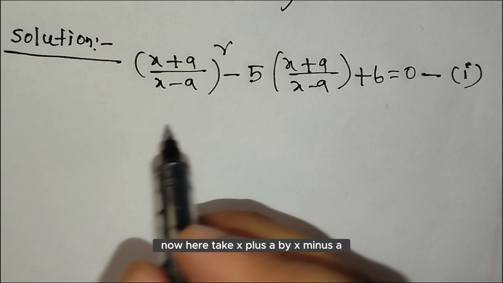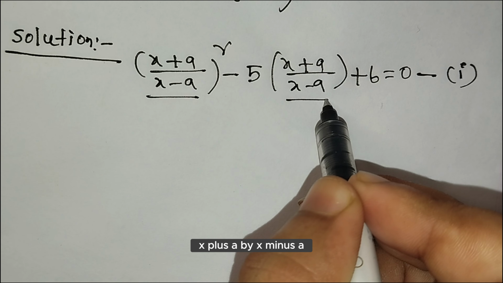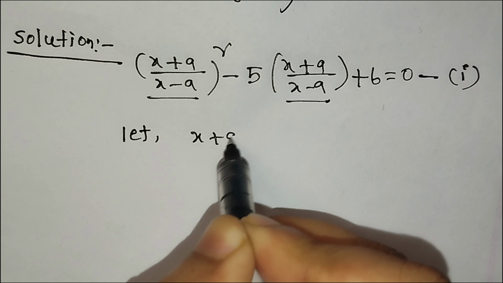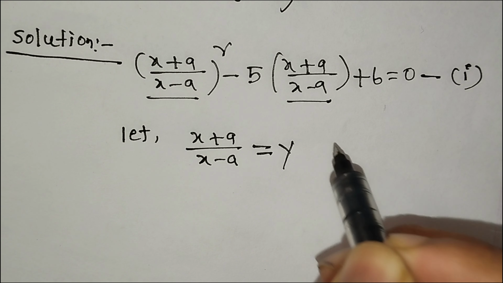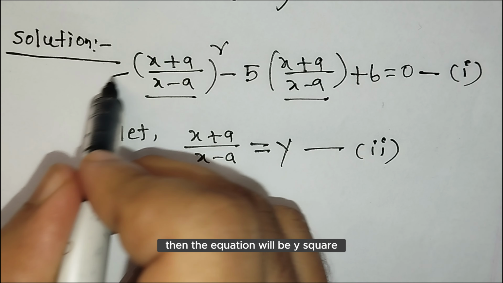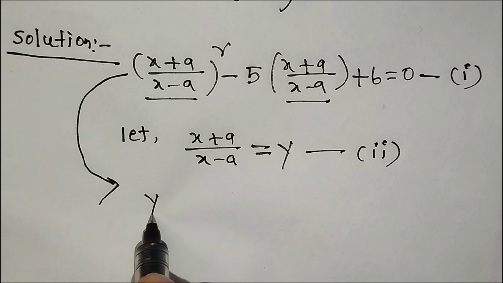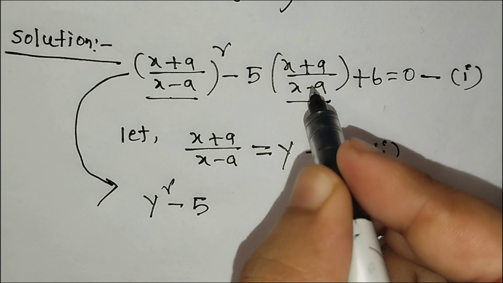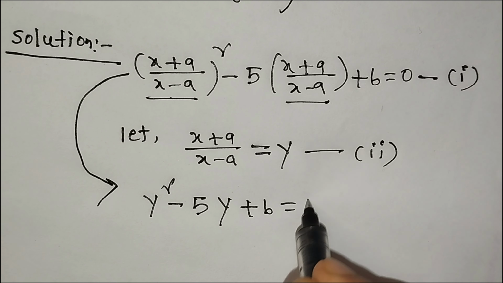Now here take (x plus a) by (x minus a). Let (x plus a) by (x minus a) equal y. Then the equation will be y square minus 5y plus 6 equal 0.